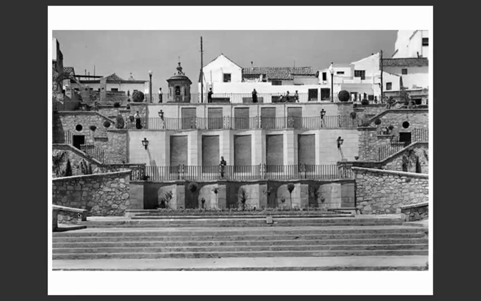Unfortunately, the staircase, which was very well cared for up until the 80s, from the 1990s onward has become very degraded. It became a space where junkies go, drug addicts, drug dealing.